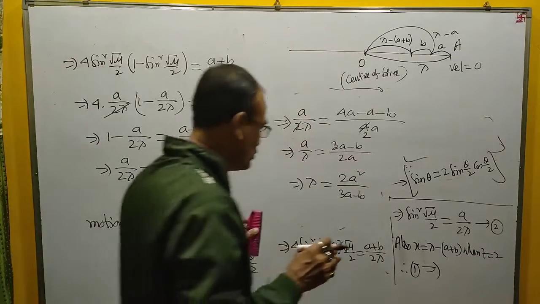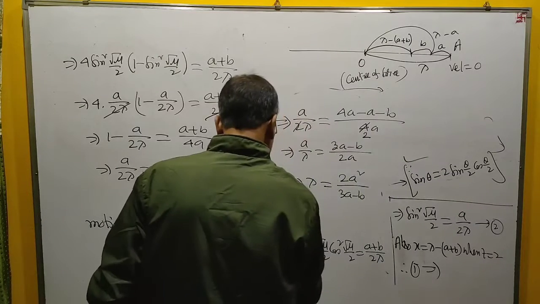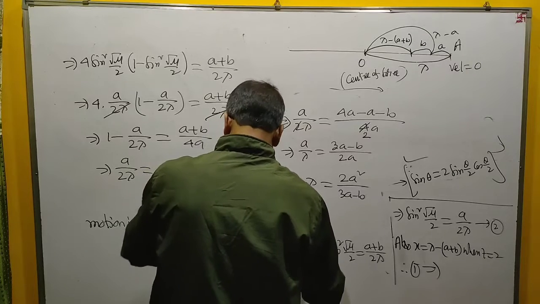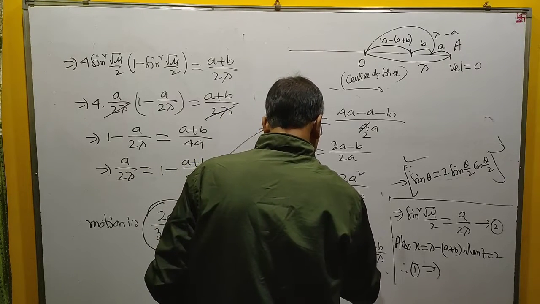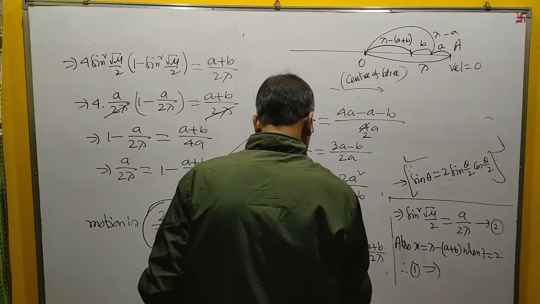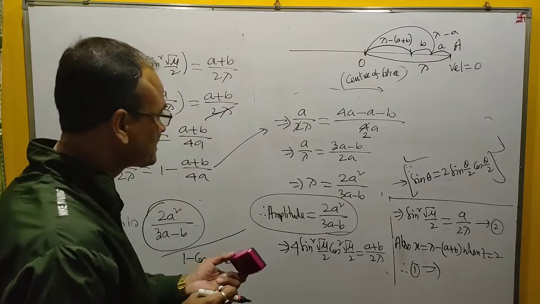Therefore, amplitude equals twice a squared divided by thrice a minus b.